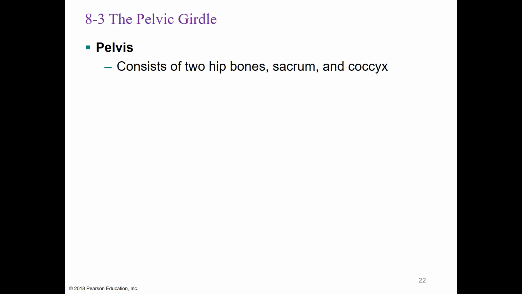Now, I mentioned before that the pelvis is not the same as the pelvic girdle, and it isn't. So the pelvic girdle is made up of 2 hip bones, 2 os coxa. The pelvis, on the other hand, is made up of 2 hip bones or os coxa, a sacrum, and the coccyx. So you can see that we are including the axial skeleton when we are talking about the pelvis.